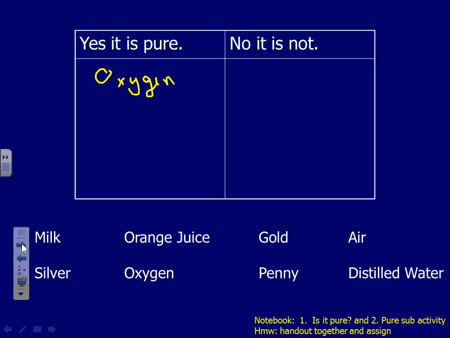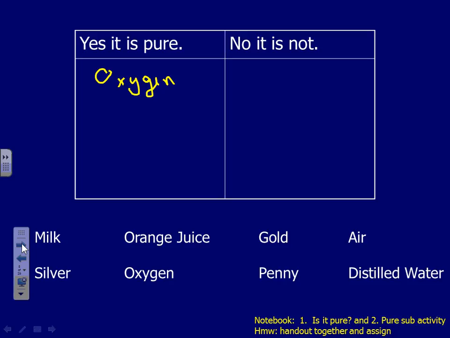That's correct. How do you know it's an element? Excellent. We're going to be getting into talking about the difference between elements and compounds, and elements are found on the periodic table, which means if I have a sample of oxygen, they're all going to be the same. Excellent. Next, who wants to attack one?